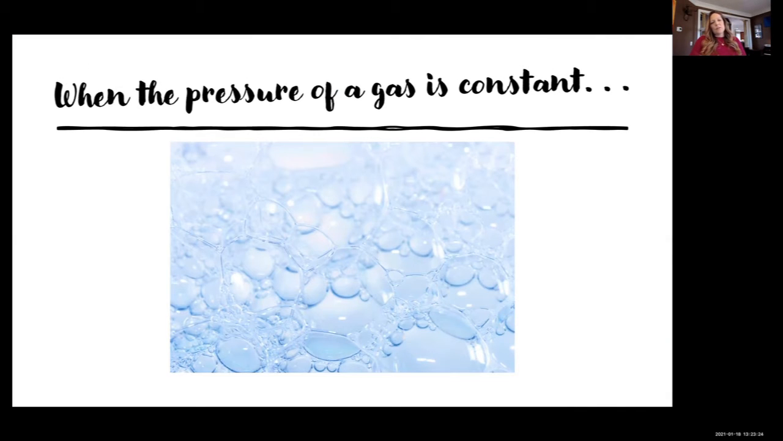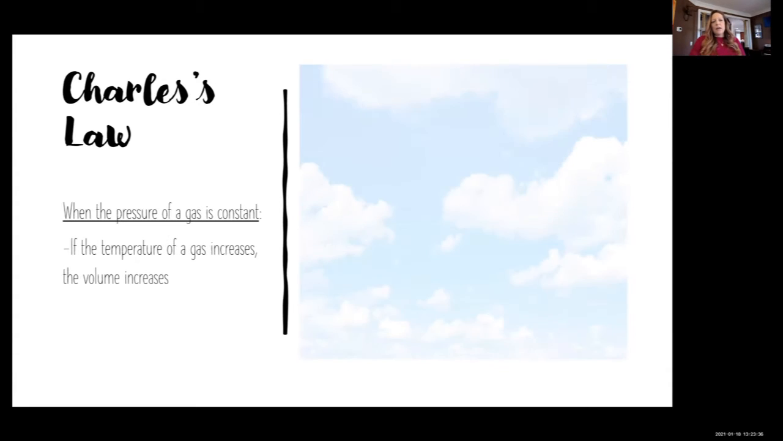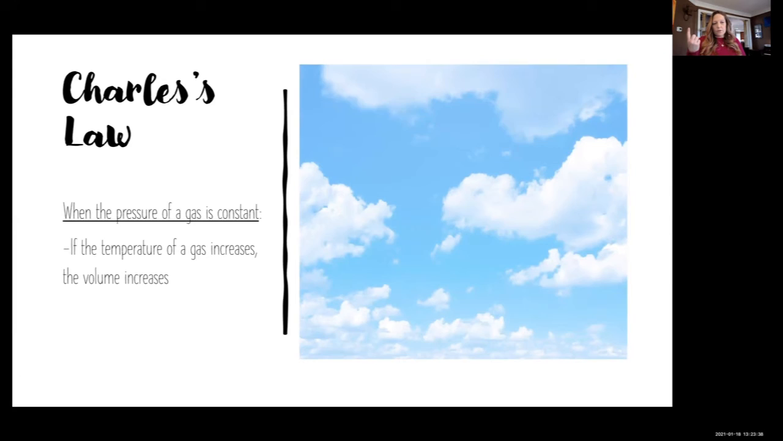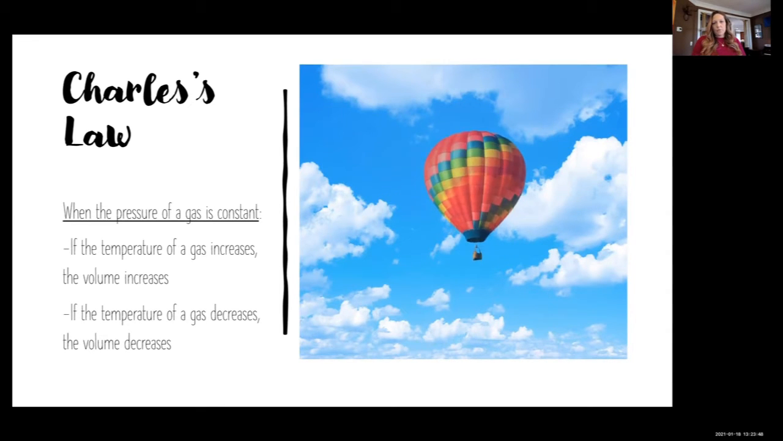So let's talk about gas when pressure is constant. When your pressure is constant, we can start talking about Charles' law, which says that when the pressure of a gas is constant, if the temperature increases, the volume increases. And likewise, if the temperature decreases, the volume decreases. So let's think about this hot air balloon here. And I think your book talked about hot air balloons as well.